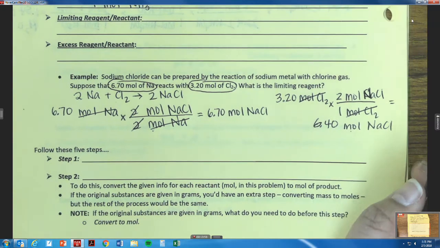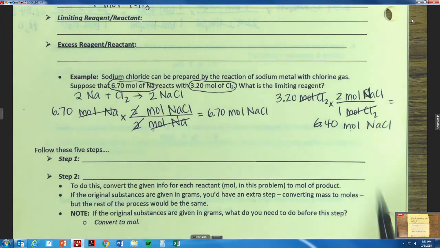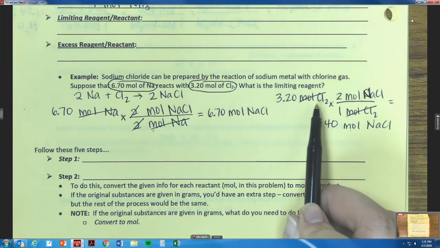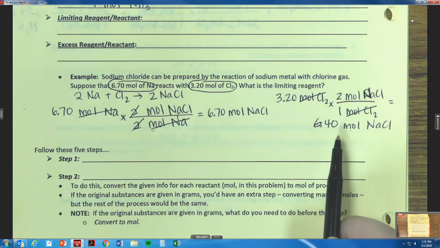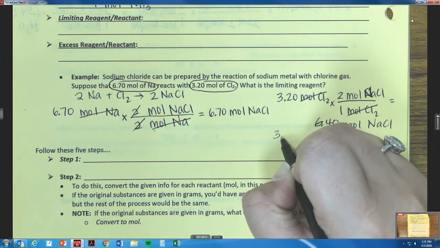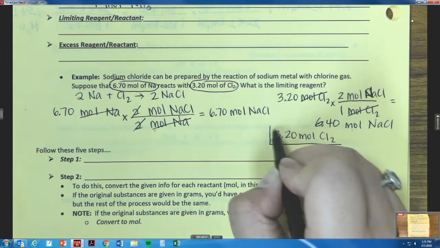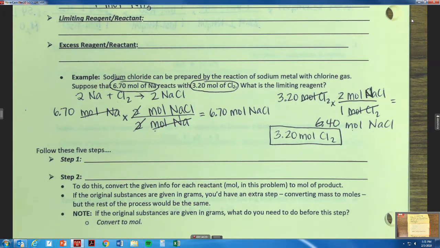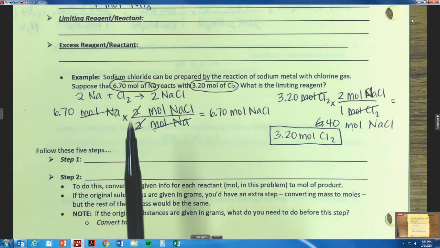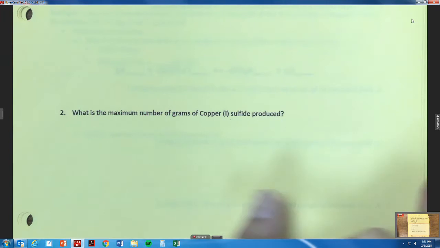Well, which one is the smaller of the two? Which one produced a smaller product? Well, chlorine produced a smaller product. So that means this is going to be your limiting reagent right there. So 3.20 moles of chlorine is going to be your limiting reagent. Does that make sense? Hopefully it does. Let's go ahead and do another practice problem.